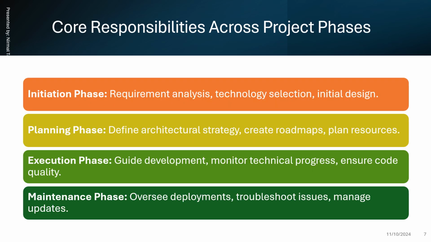The technical architect's role spans the entire project lifecycle. In the initiation phase, they analyze requirements and make technology selections. During the planning phase, they define the architectural strategy and roadmap. In execution, they guide development and monitor progress to ensure high code quality. Finally, in the maintenance phase, they oversee deployments and troubleshoot issues as needed.